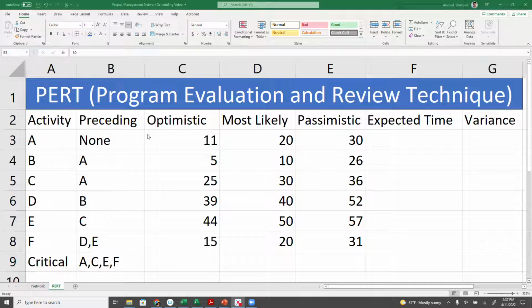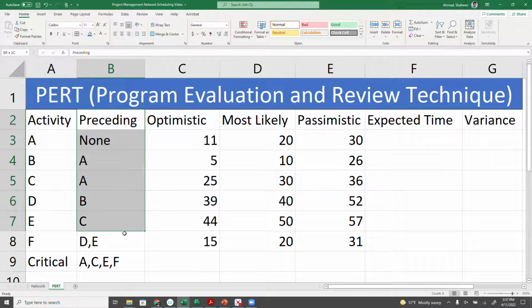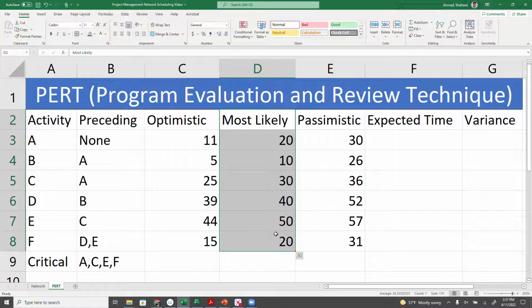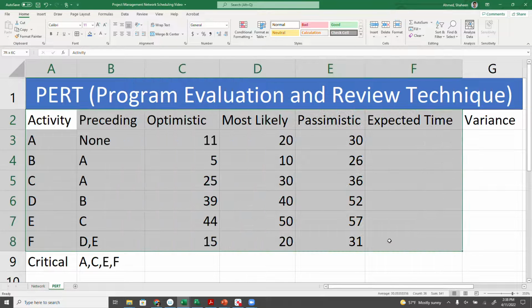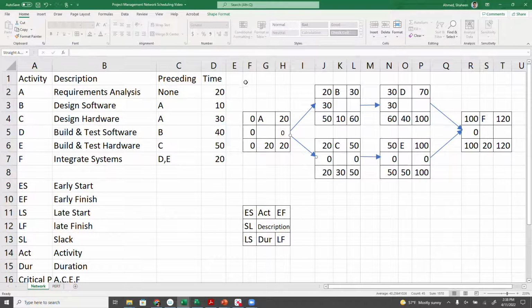So to do that, you need this information, and it will be given in the question: the activity, the preceding activities, the optimistic completion time, most likely situation. We have used this same data in the previous video. Now, to perform the PERT analysis, you must know the critical path. You can know the critical path, which we have explained in the earlier video, by developing the project network schedule.